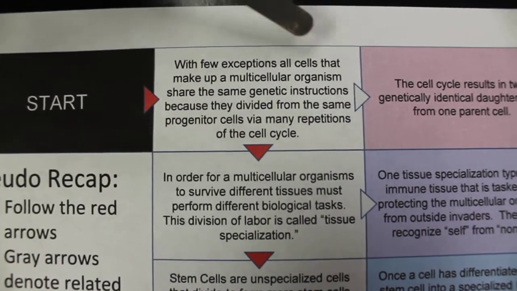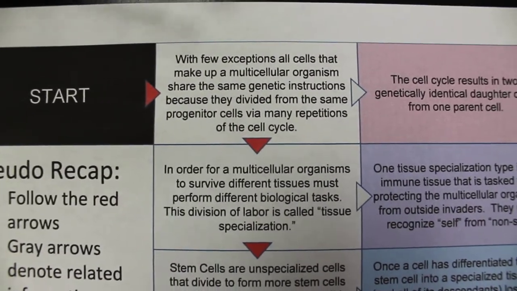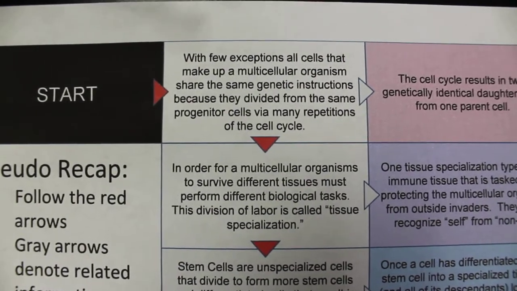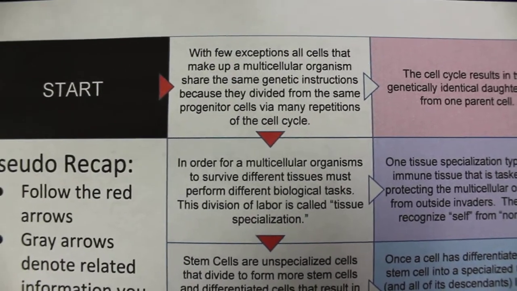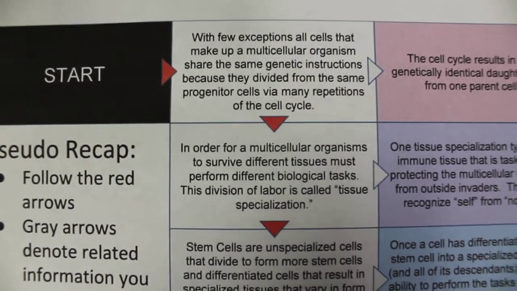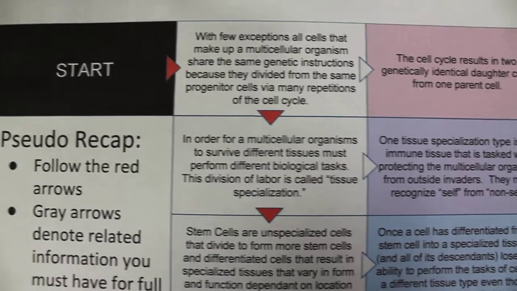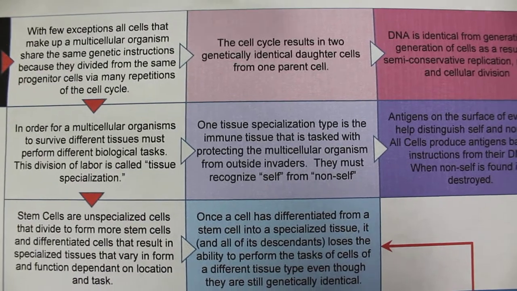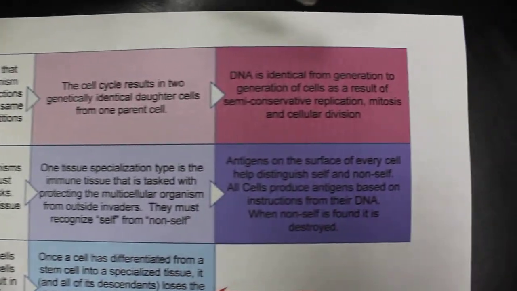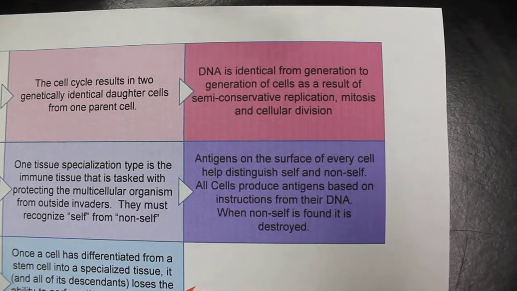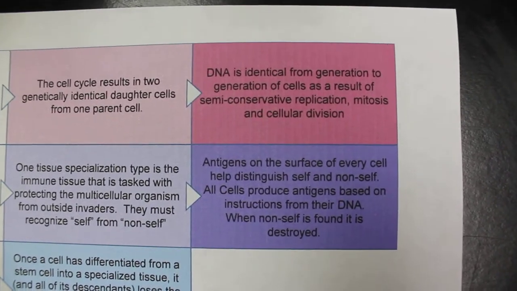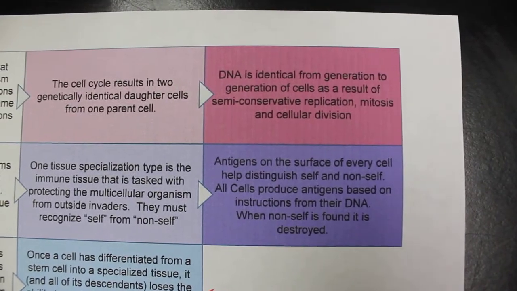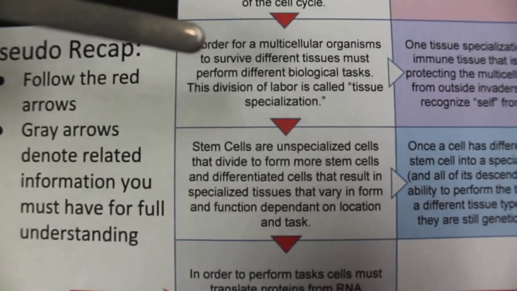So let's start here to here. With very few exceptions, all cells that make a multicellular organism share the same genetic material, the same genetic instructions, because they divide from the same progenitor cells via many repetitions of the cell cycle. The cell cycle results in two genetically identical daughter cells from one parent cell. And DNA is identical from generation to generation as a result of semi-conservative replication in addition to mitosis and cellular division.